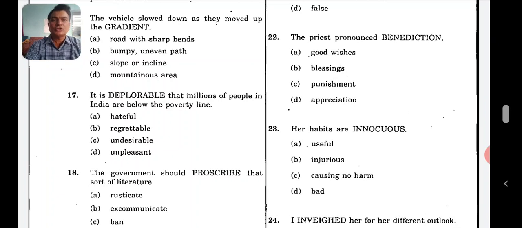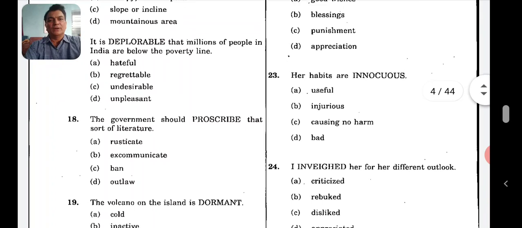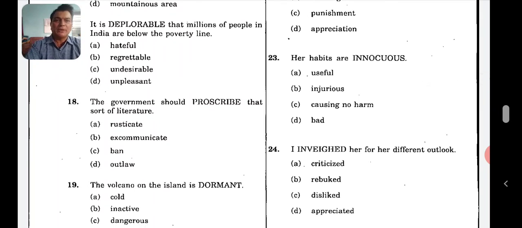Next one, 17th one. Here you can take the contextual meaning and find out. It is deplorable that millions of people in India are below the poverty line. So what is the synonym of deplorable? Find out from the options: hateful, regrettable, undesirable, unpleasant. And the answer is regrettable. Synonym of deplorable is regrettable.